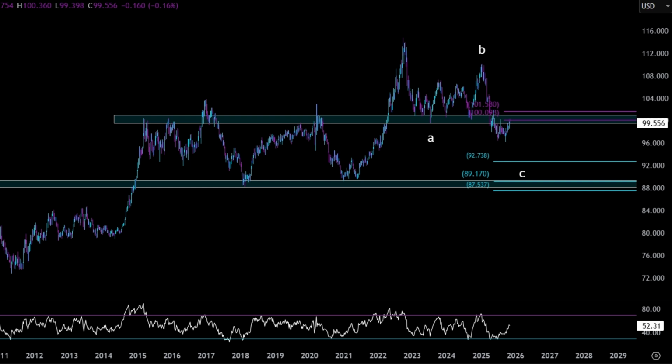Hey guys, it's Carter, and today we're going to be looking at one of the most important, probably the most important, if not the most critical charts associated with the equity cycle right now. What is next for our bull cycle?